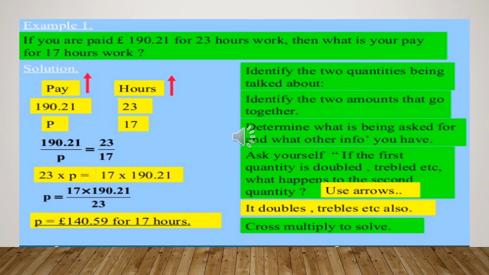Let's take example number 1. If you are paid £190.21 for 23 hours work, then what is your pay for 17 hours work?